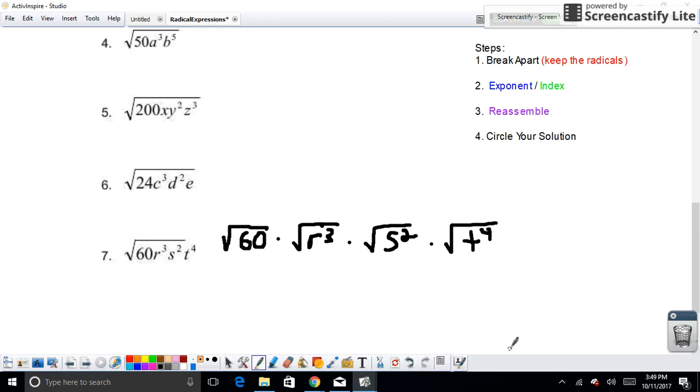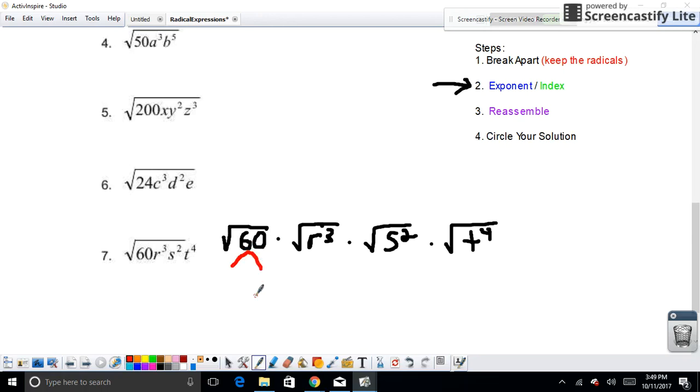There we go. And all of that stays up under the radical. Now, let's go to step 2 to see what we can cancel out. All right, so the square root of 60, this is not a perfect square. So we got to break it apart to see what can come out.